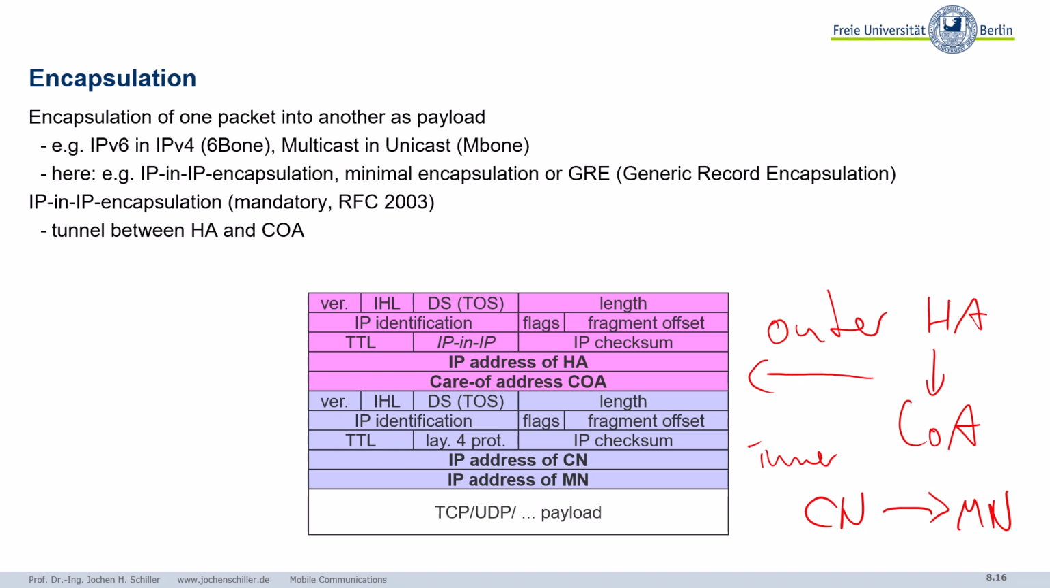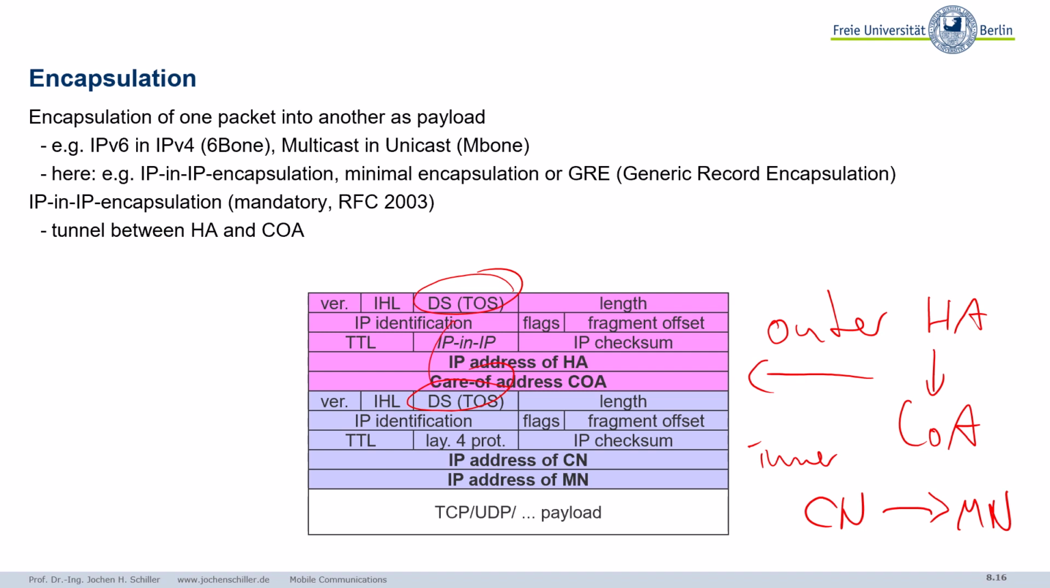And the classical encapsulation is the IP in IP encapsulation. That's quite common. This is also used for encapsulating IPv6 and IPv4, multicast and unicast in the very early days of the internet. This creates a tunnel, and this is the mandatory format in mobile IP from the very beginning. But as you see, you may copy some of the fields.